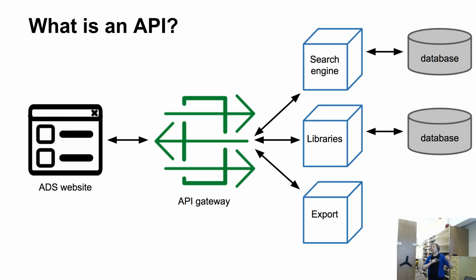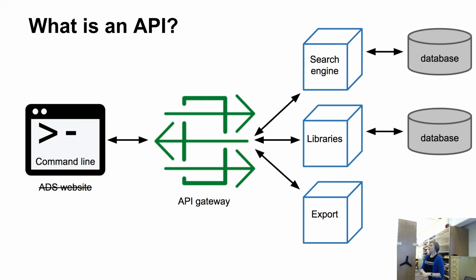So the API gateway will figure out where your request should go and send it out to the appropriate microservice. The microservice will either get your information for you or perform the action that you asked of it. Once it has done all of that, it sends its response back to the API gateway. The API gateway gathers that all back up and sends it back out to whoever made the request. In this case, it would send it back out to the ADS website. So that's probably what most of y'all deal with day to day.